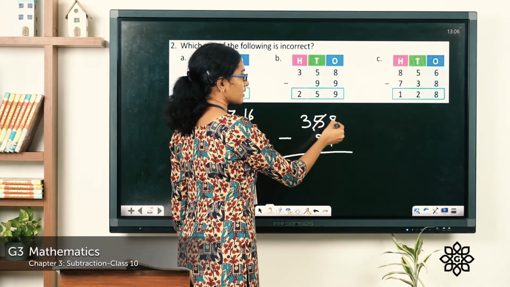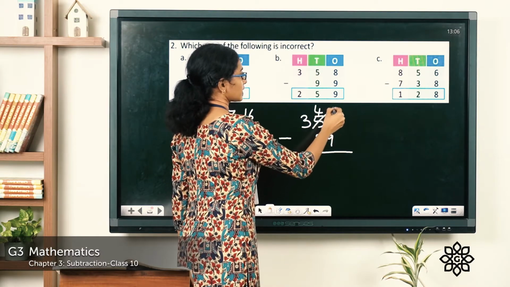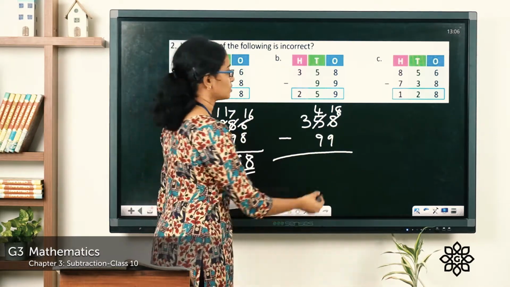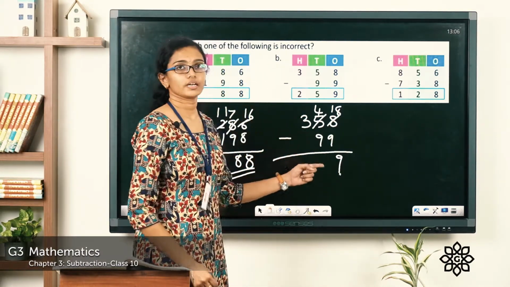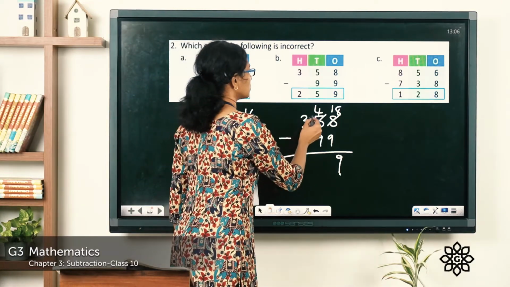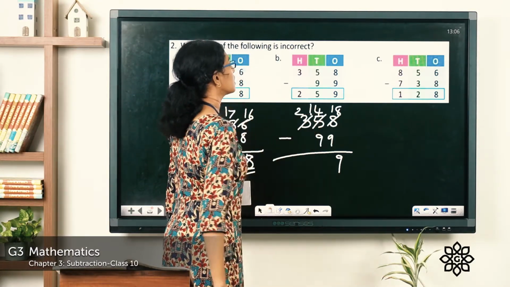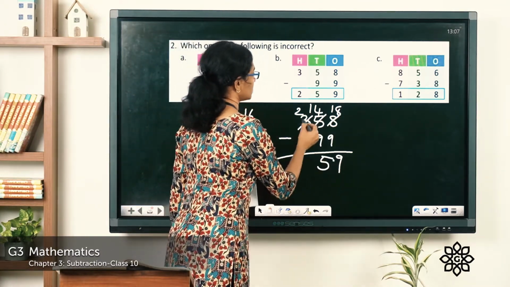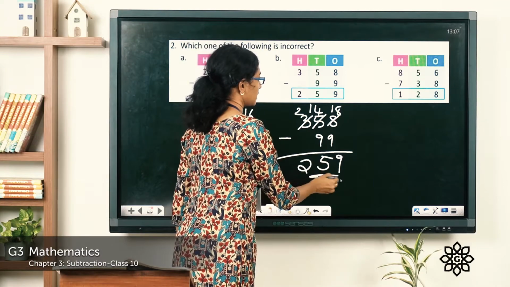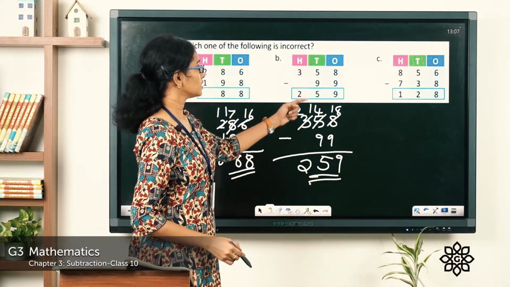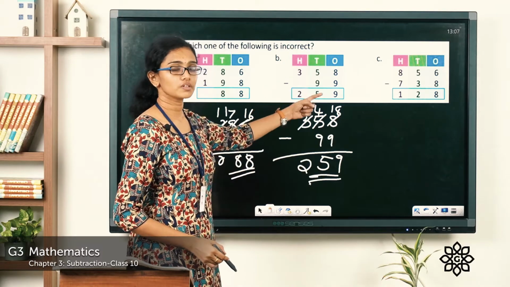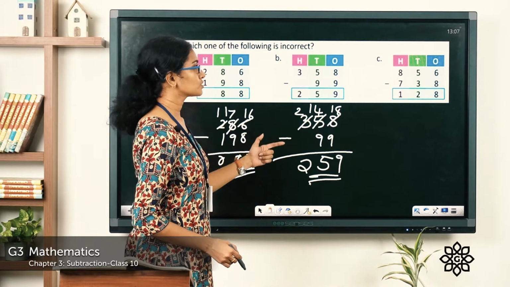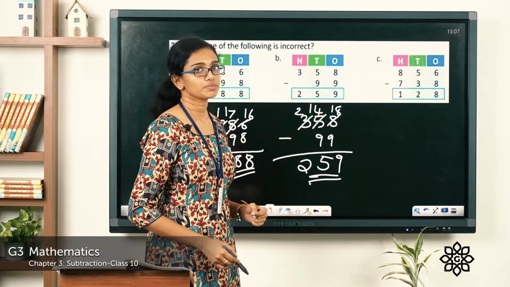So we borrow 1 ten. So this will become 4 tens and this will become 18 ones. 18 minus 9 is equal to 9. Now 4 minus 9 again we cannot do. So we borrow. So this will become 2. This will become 14. So 14 minus 9, it is 5. I'm bringing this 2 down. It is 259. Here also the difference is the same as the difference given in the option. So this subtraction is also a correct one. So the incorrect one must be option C.